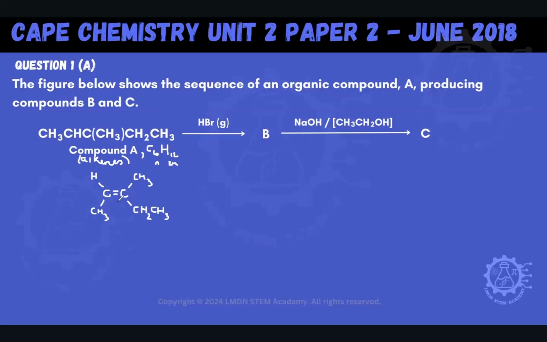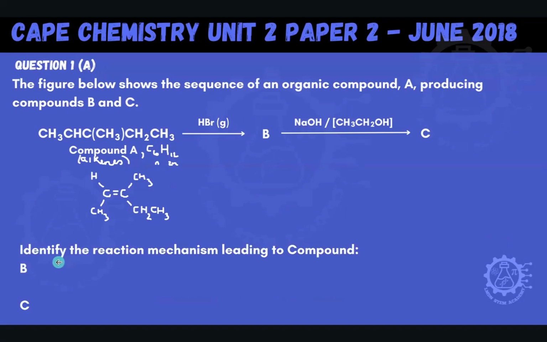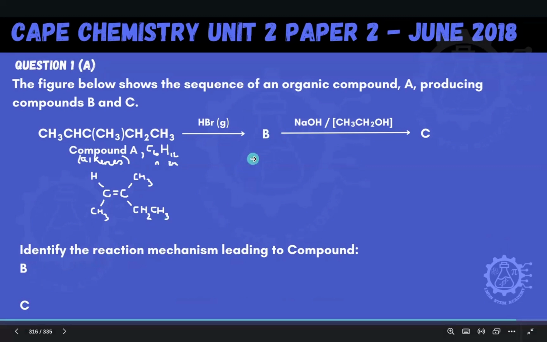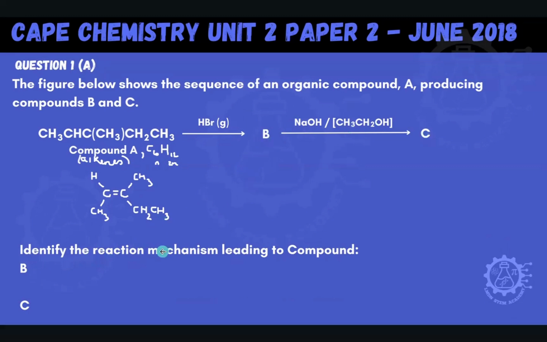Now I know everything I need to know about compound A in terms of its structure. I know it's an alkene, and so now we can move forward. Let's see what else is being asked of us. Moving right along, we're being asked to identify the reaction mechanism leading to compound B. So how are we going to get from here to here from a mechanism standpoint? And then finally, how are we going to get from B to C from a mechanism standpoint? Okay, so that's what we have to do here. So let's try to figure that one out.